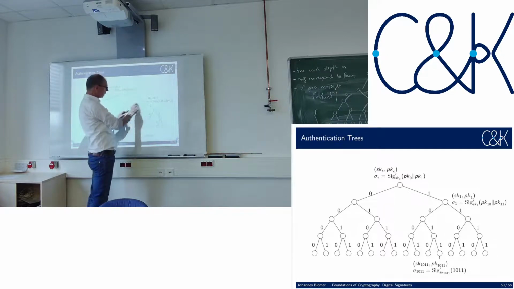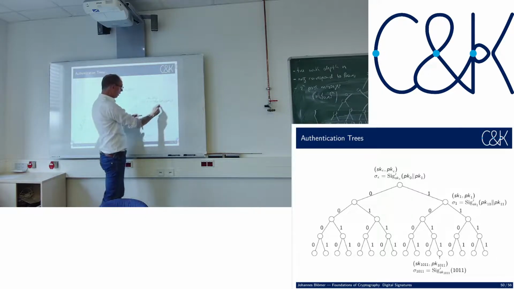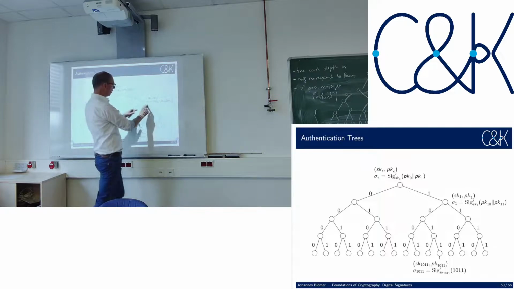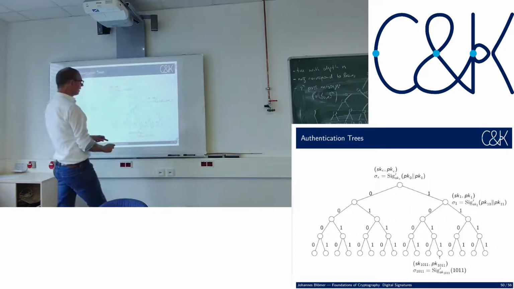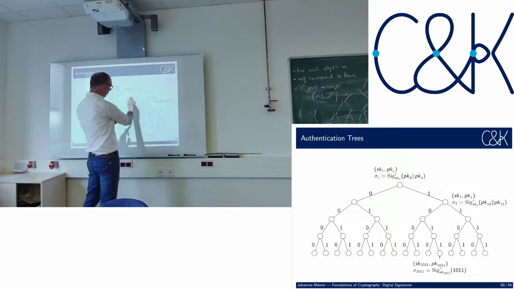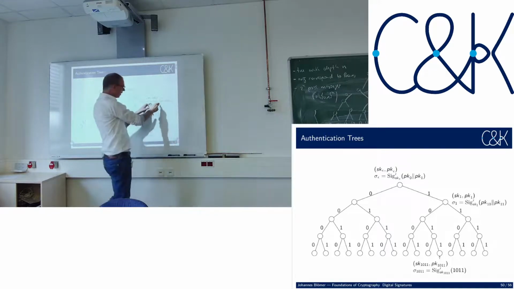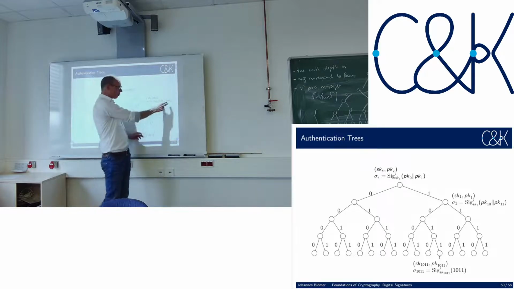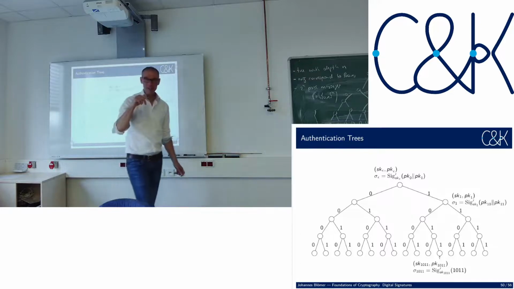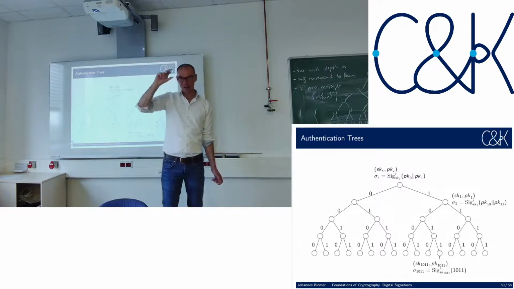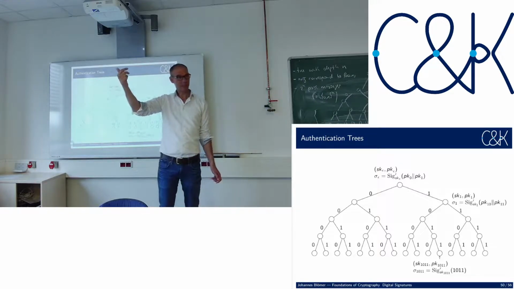So here is 0, 1, 0. This is this public key. And here 1, 0, sorry, 1, 0 here. 1, 0, this guy, 1, 1, this guy. And so in each node, we have a public key, secret key pair, and in each node also the signature on the public keys of its children with its own secret key.